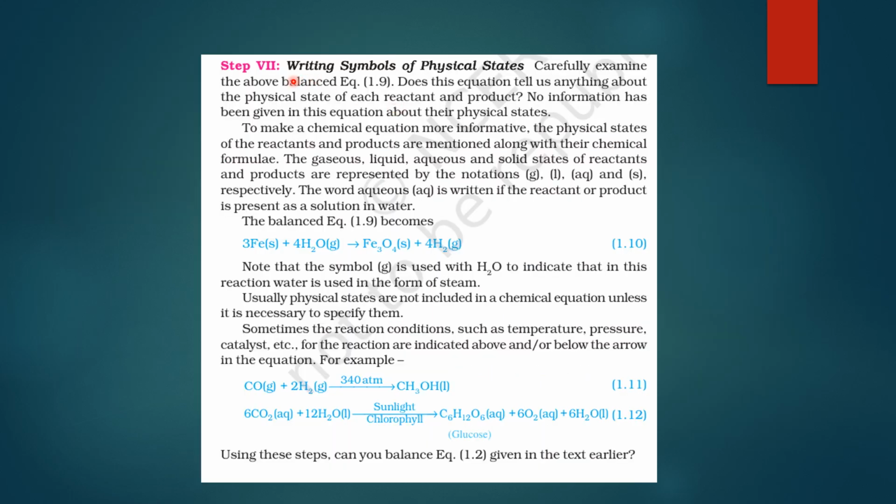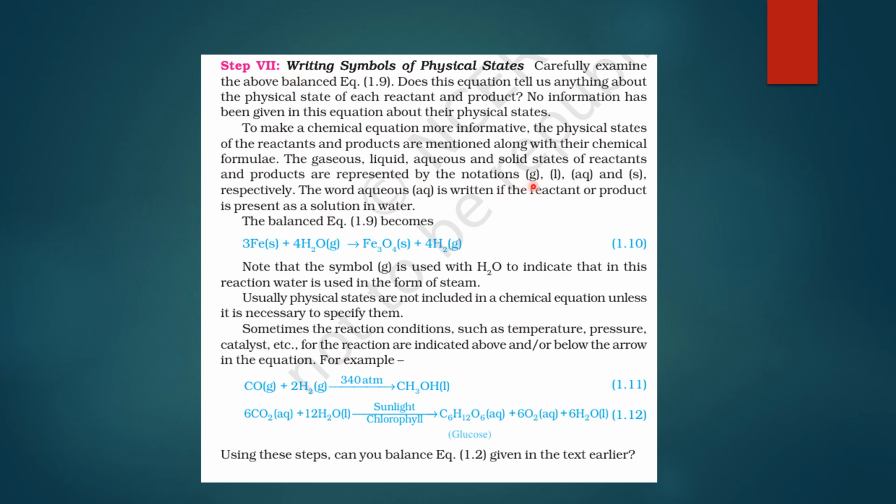Now this is a very crucial step. We have to write the symbols of physical states. Sometimes you are using iron, you know that Fe is written, but in what form? Is it solid, liquid, gaseous? How are you using it? What is the physical state of that material? That we can specify in these equations with the help of notations.